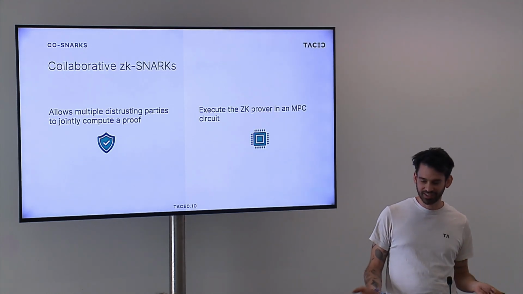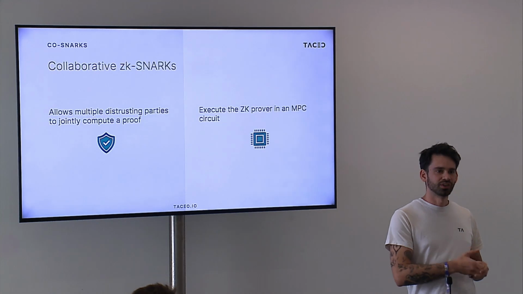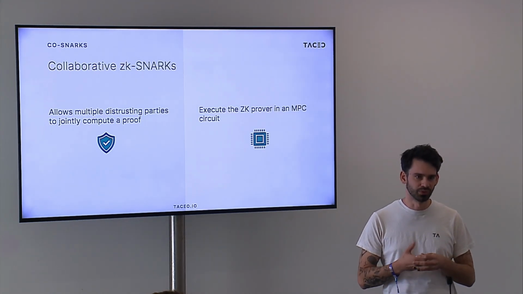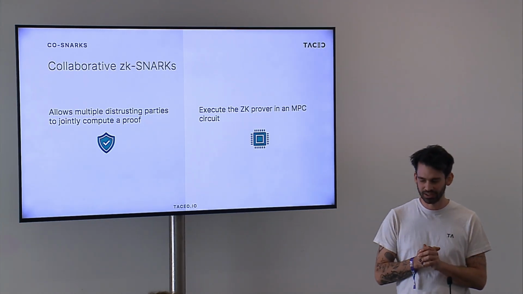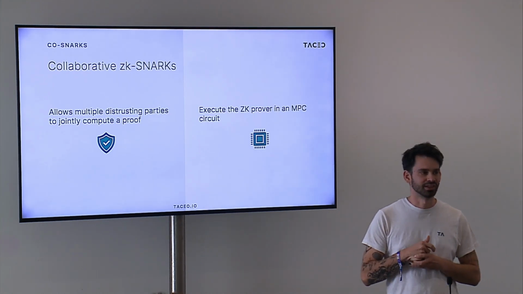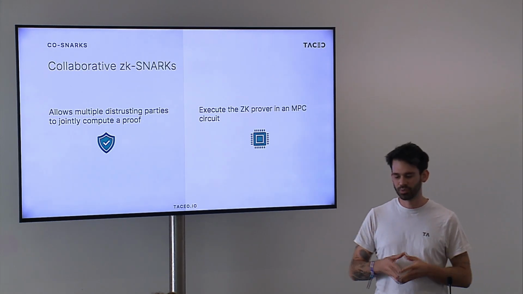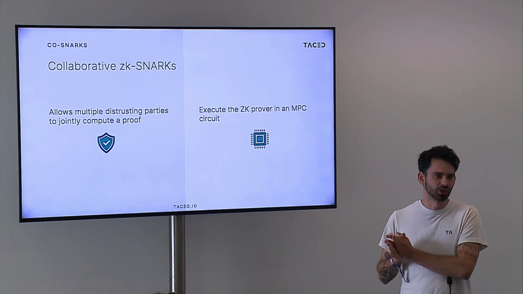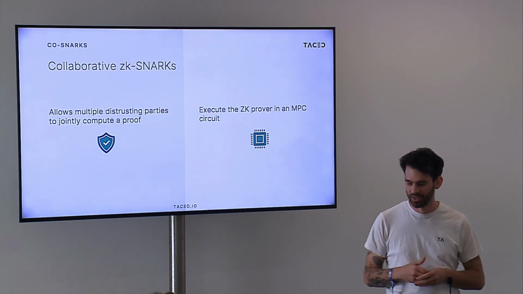So what are collaborative-SNARKs now? If we combine the two technologies, it allows multiple distrusting parties to jointly compute a proof. So basically, we verify that an MPC computation was done correctly. And how we do that is execute the ZK prover in an MPC circuit. If you remember, if we can do an arithmetic circuit out of it, we can also do an MPC program. So this also includes, of course, zero-knowledge proof systems like Groth16 or whatever.